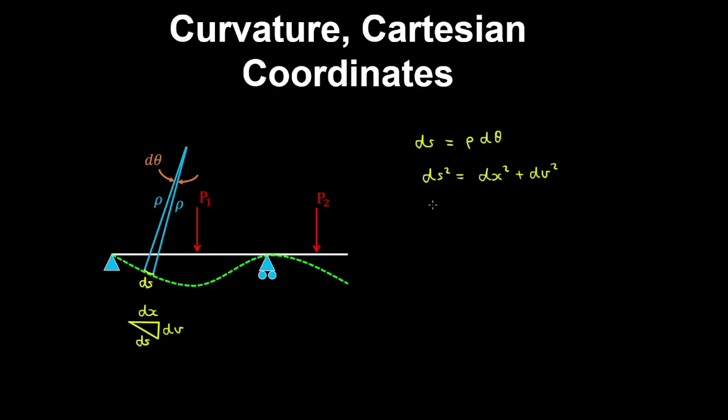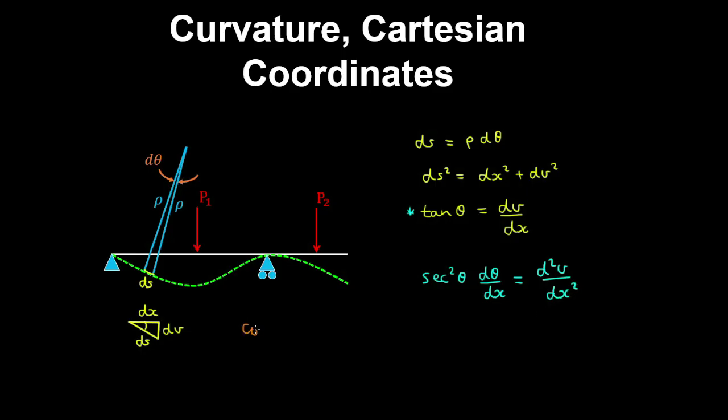And the third relationship is tan of the angle theta is equal to dv/dx. Now if we differentiate this expression with respect to x, applying the chain rule, we get sec squared theta by d theta/dx is equal to the second derivative of v with respect to x.